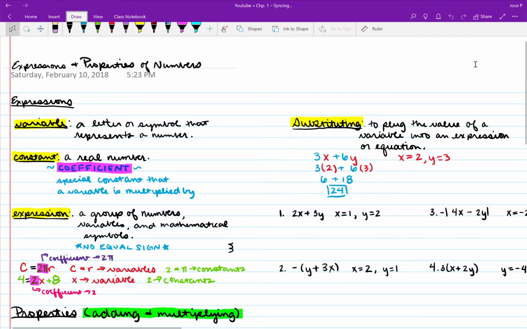Hi everybody. So this next topic that we're going to discuss is expressions and properties of numbers. So first of all, expressions. Let's talk about the parts of an expression and what an expression actually is.